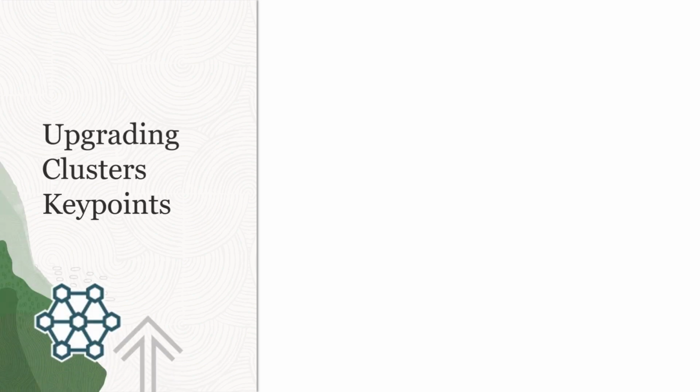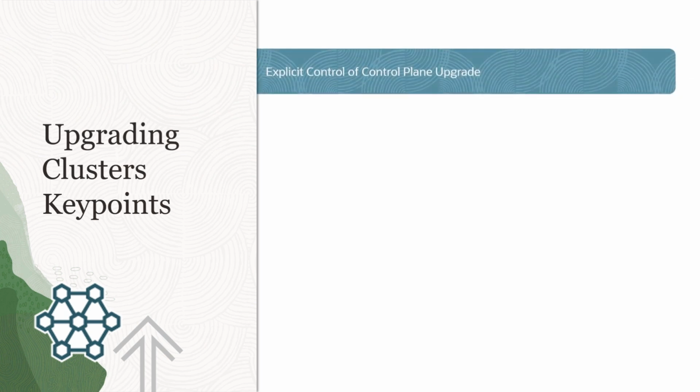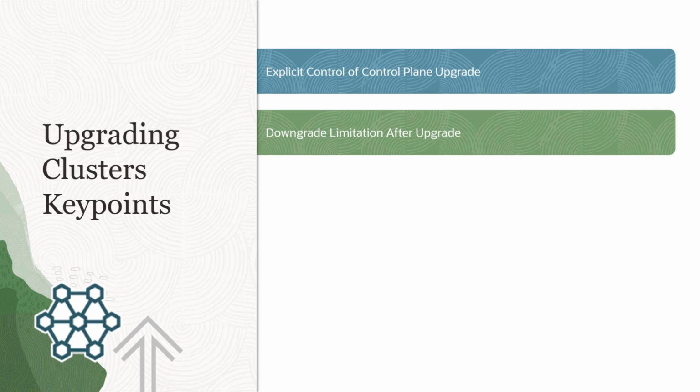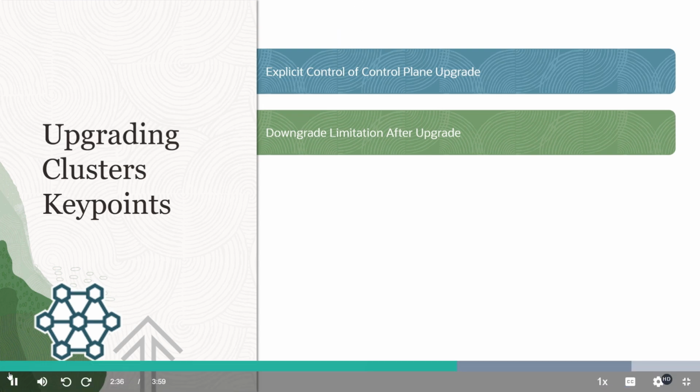Let's navigate through the key considerations for a seamless control plane upgrade. Firstly, it's crucial to note that Container Engine for Kubernetes places the power of control in your hands. You explicitly initiate control plane node upgrades when you are ready, ensuring a carefully orchestrated process. Now, once you have upgraded the control plane nodes, a critical point to remember is that there's no provision for downgrading them. This emphasizes the importance of thoughtful planning before executing an upgrade operation.